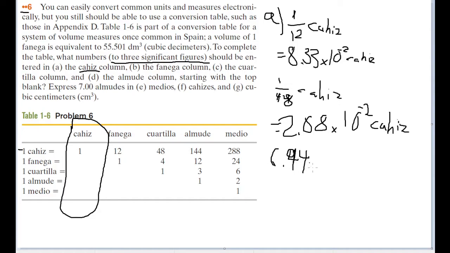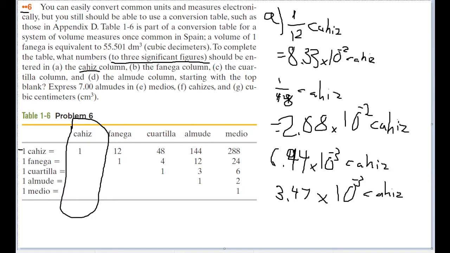6.94 times 10 to the negative 3 cahizes, and 3.47 times 10 to the negative 3 cahiz.